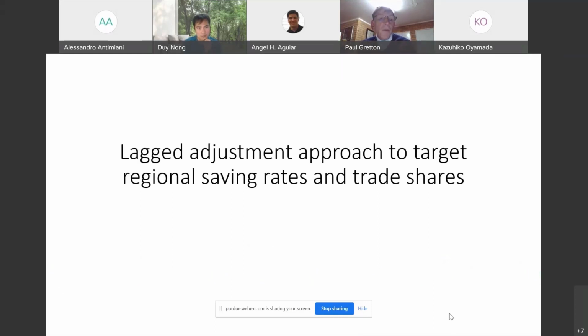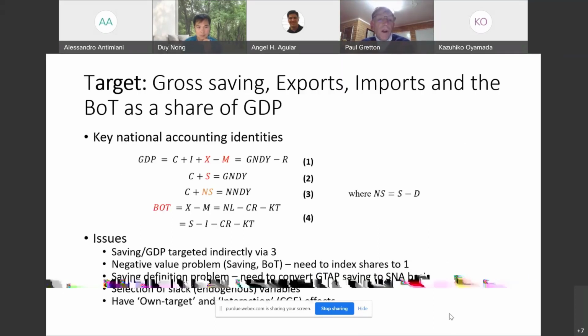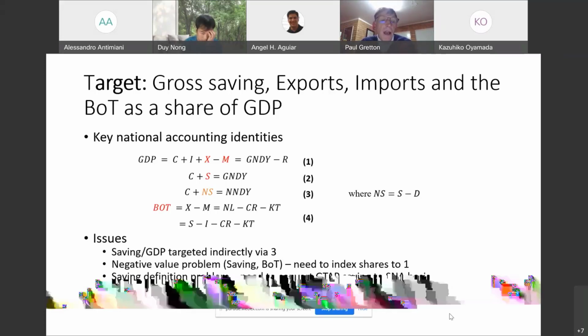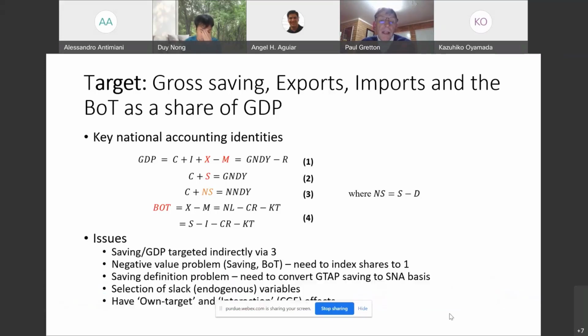So what I've done in taking this top-down approach to the forward baseline with the trade and savings emphasis, I'm looking at growth, savings, exports, imports, and the balance of trade as shares of GDP. And so they fit into the system of national accounts. GDP is equal to consumption plus investment plus X minus M. So I'm targeting the X and the M. I'm targeting, that's in equation 1, gross savings in equation 2, but as a share of GDP.